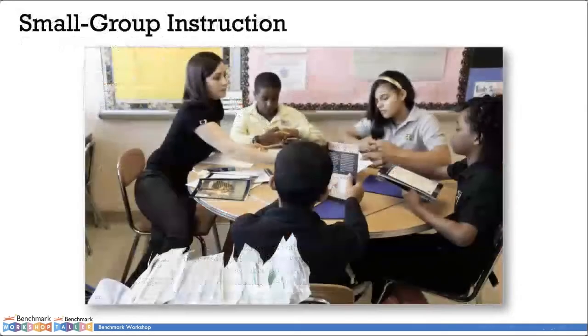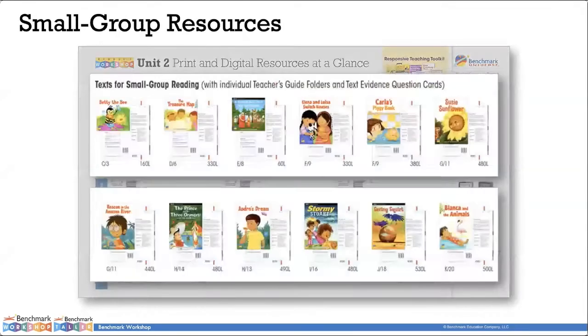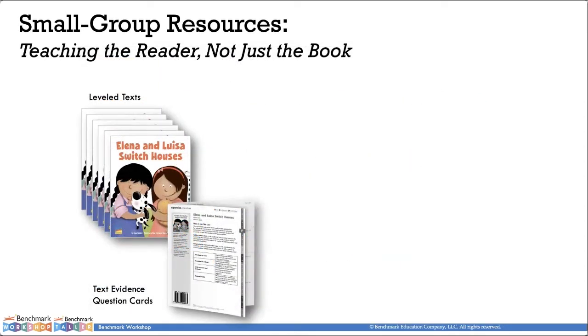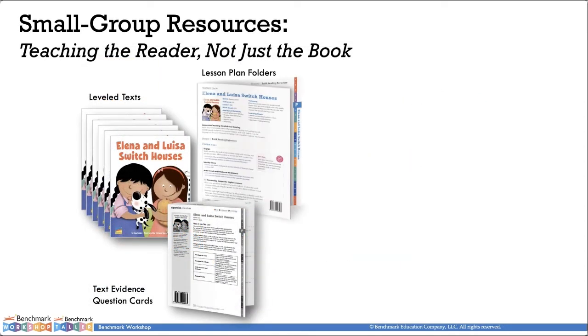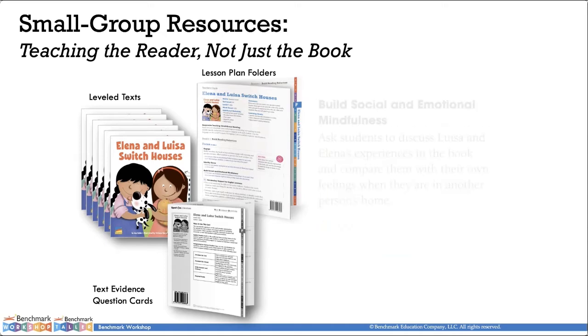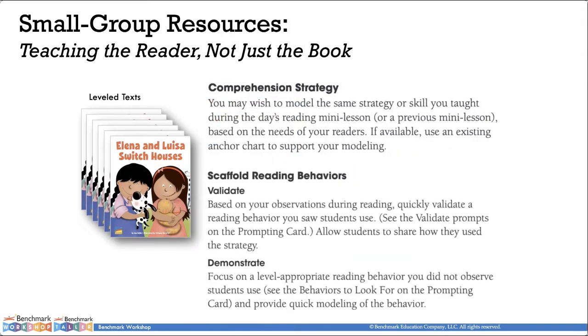During small group instruction, we further release responsibility to students as we guide instruction. Benchmark Workshop provides small group level texts for each unit topic that are leveled by Lexile, DRA, and Fountas and Pinnell levels. Each title comes with 6 copies, a text evidence question card, and a teacher's guide that includes EL support for each and also addresses social emotional mindfulness, scaffolds comprehension, and reading behaviors, which are further supported with strategic prompting cards.